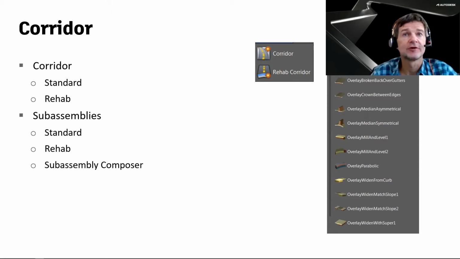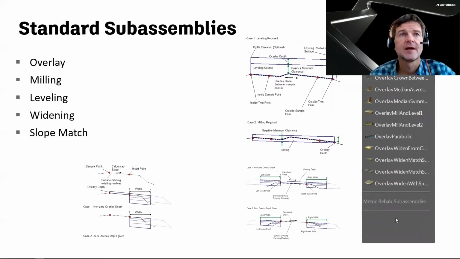There are sub-assemblies specifically for rehabilitation. Or what you can use is Subassembly Composer. Basically, we are still giving you the possibility, using some visual programming, to program your own subassembly. But I will get to this. And then if you look at the standard subassemblies, it's about existing conditions, maybe just doing some widening, maybe taking some out, adding. But this is for overlay, milling, leveling, widening, matching the slope. So we have different functionality here which you can utilize.